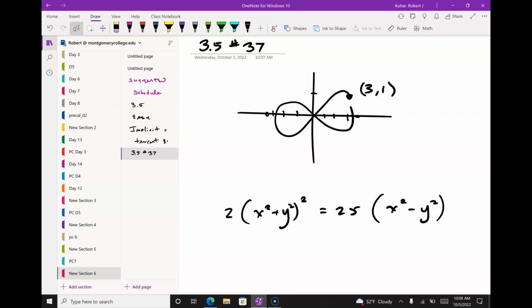So what do I need for a tangent line? I need a derivative, right? I have a point, I need a slope. So to get the slope, I need a derivative. Yes, you with me? Let's put this into Desmos here.